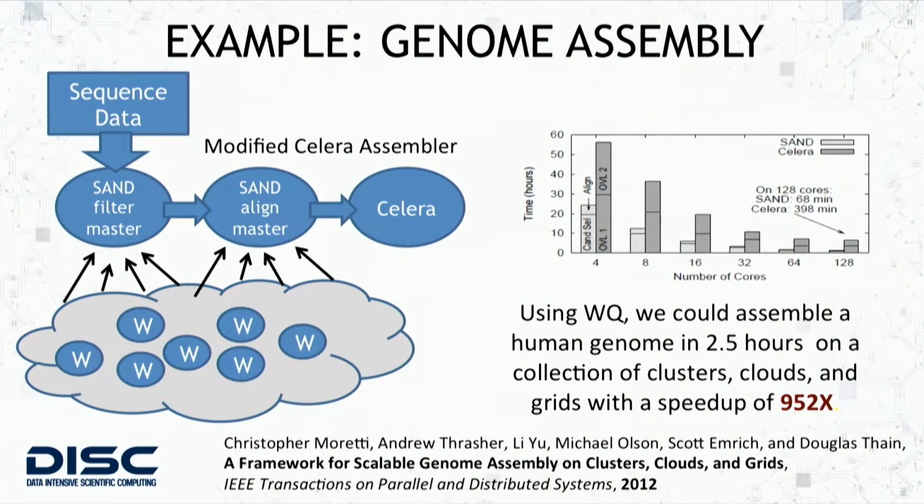And then when we compared the performance of this on a growing number of CPUs, the combined system was much faster than the original Celera assembler, and we were able to scale it up to nearly 1,000 CPUs and achieve a speed up of 952 times.